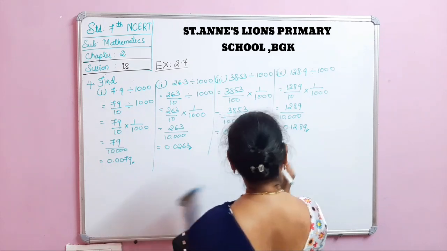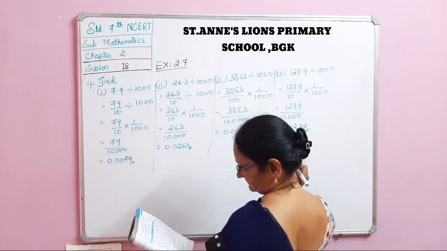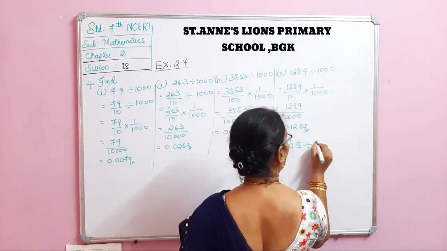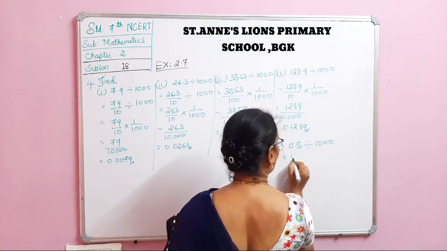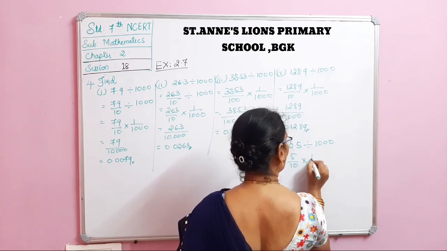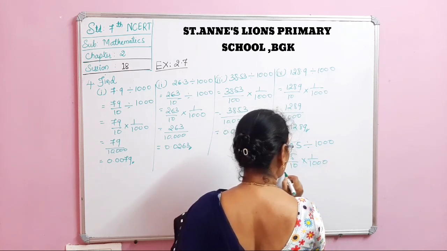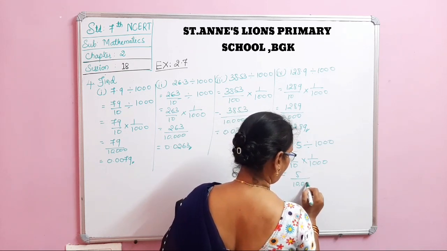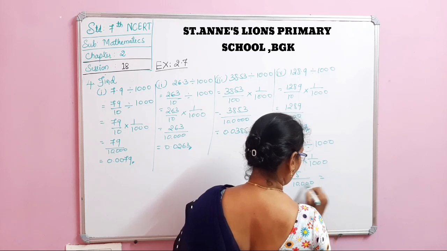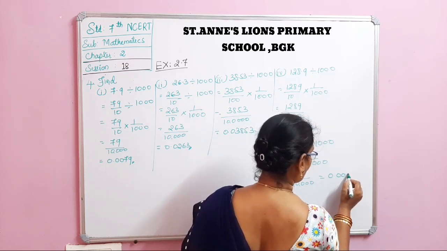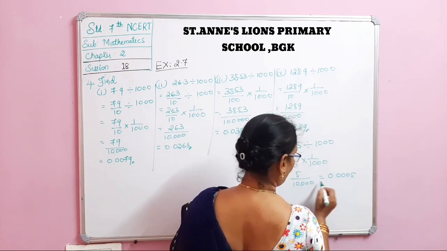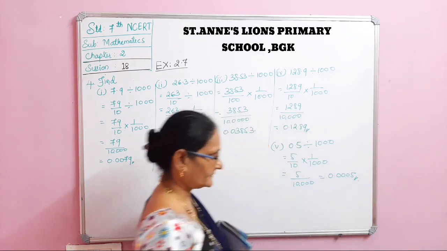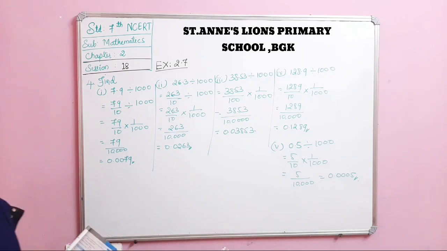Next, fifth one and last one in this main, that is 0.5 divided by 1000. 5 by 10 into 1 by 1000, so 5 by 10,000. So after 4 places, 0.0005 will be the answer. So this is what the fourth way.